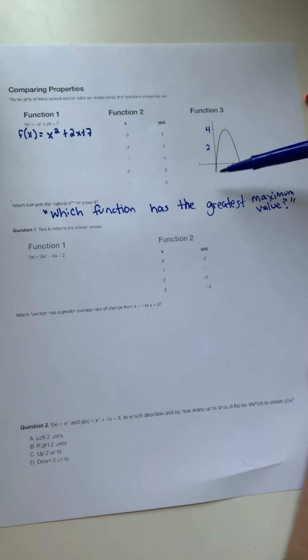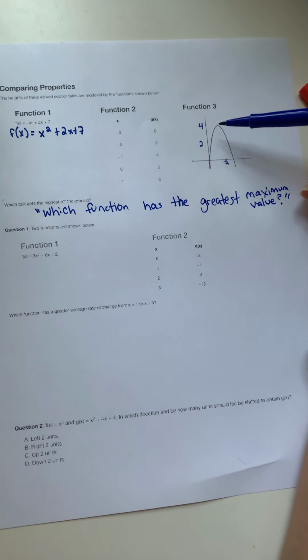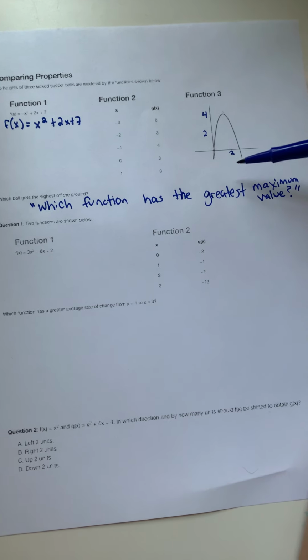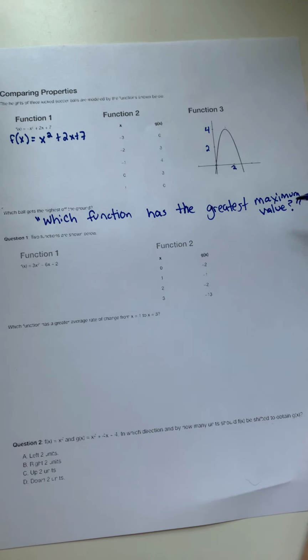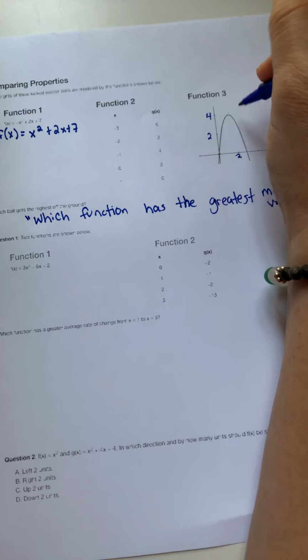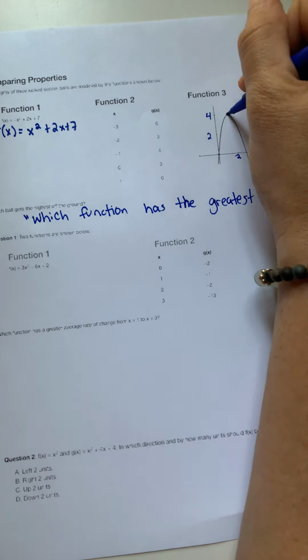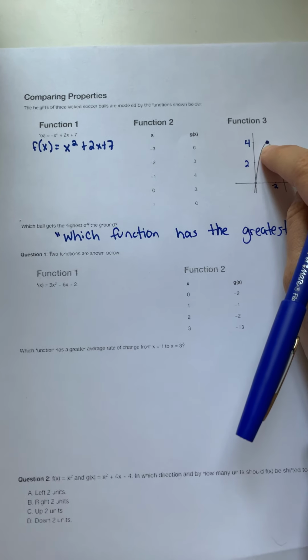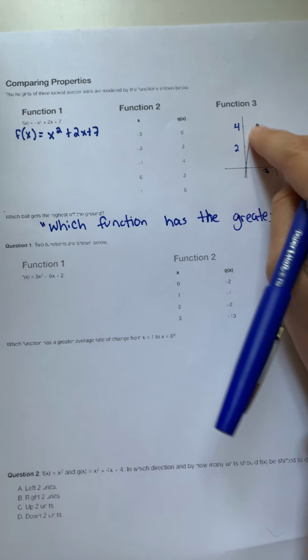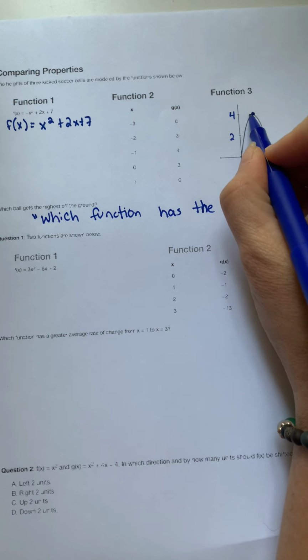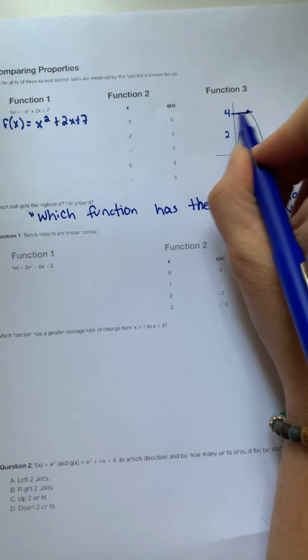So you're kicking a soccer ball, it gets to some point in the air and comes back down. So we want to see which one has the greatest maximum value, which is at the vertex, remember. And it's not the x value of my vertex, it's my y value. So like this one, it's just under 4.